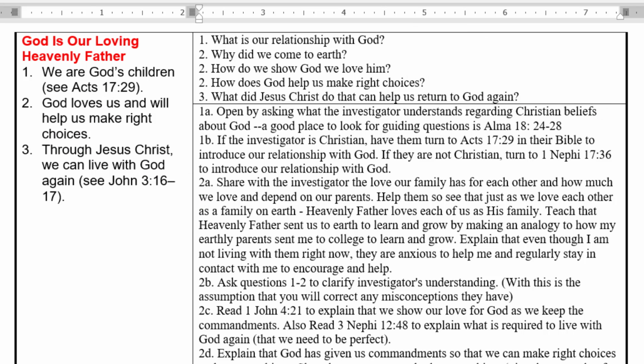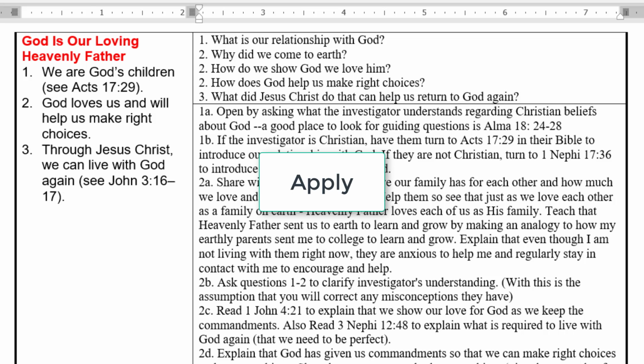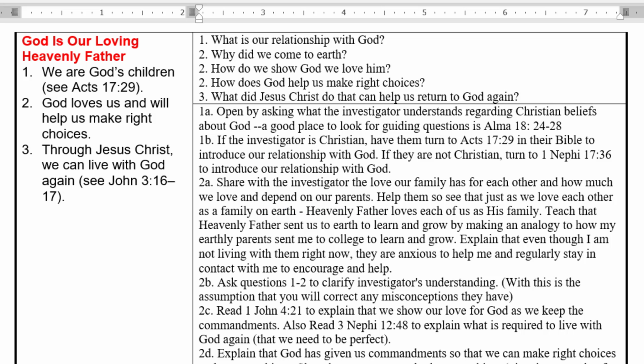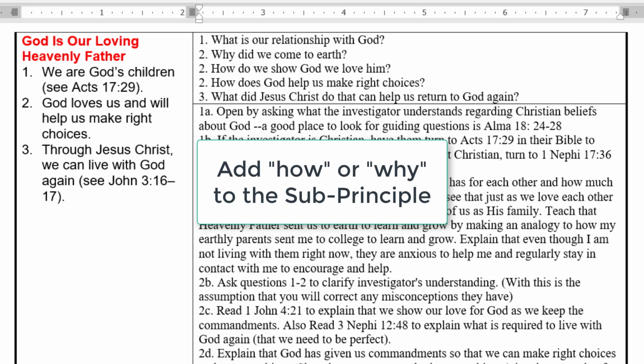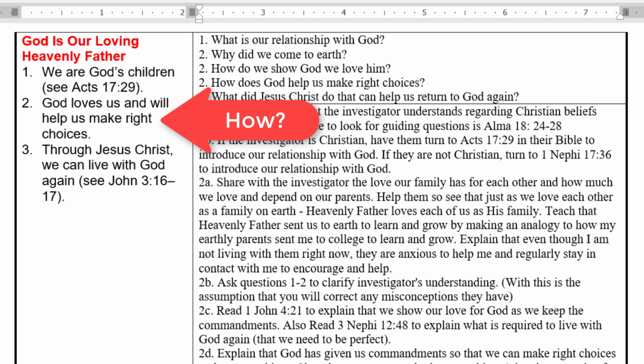But this isn't the only kind of question you can or should ask. Other good questions invite the investigator to apply the sub-principles into their lives. Something like, how do we show God we love Him? Can help them think of things that they can do to show that love. Another life hack is just adding a how or why in front of the sub-principle. How does God help us make right choices? It's a great way to assess whether or not they understood the sub-principle you taught.